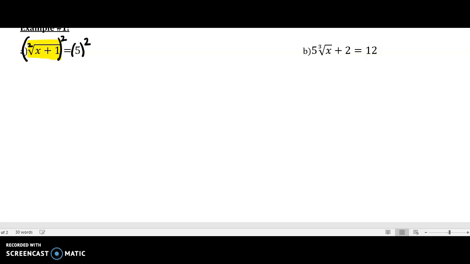Okay, so when that happens, all I'm left with is x plus 1, what comes out. 5 squared is 25. So I'm going to go ahead and solve this. Minus 1 to both sides, and x equals 24.